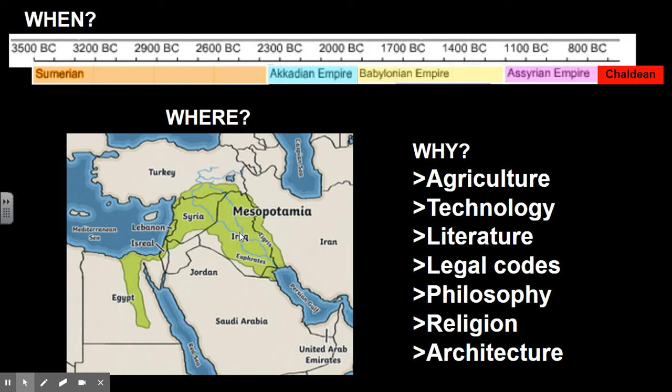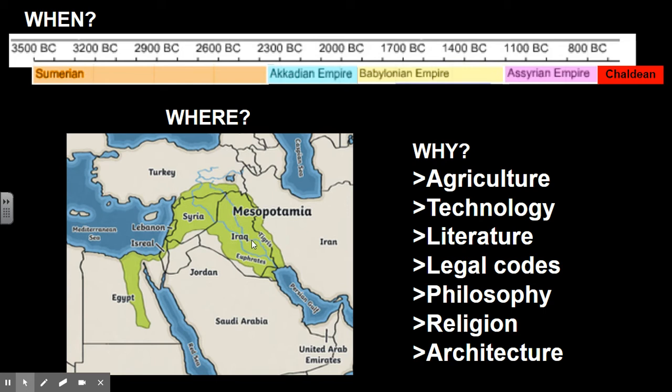Okay, so where is all this stuff basically happening? Well, we said that Mesopotamia is translated to mean middle or between 2 rivers. Meso means middle in Greek, so Meso or in between, and Potamos is a river, so it's basically translated as between the rivers.